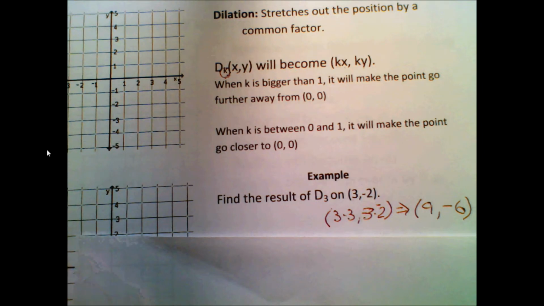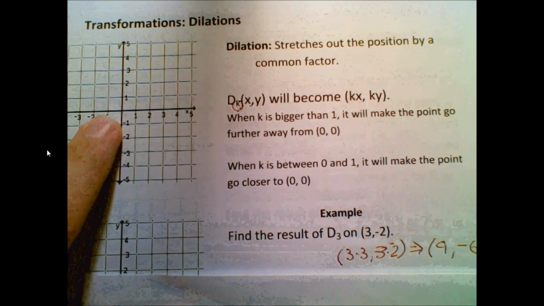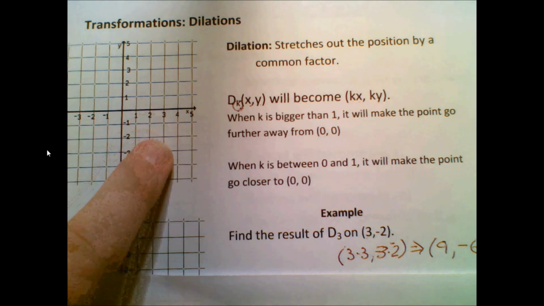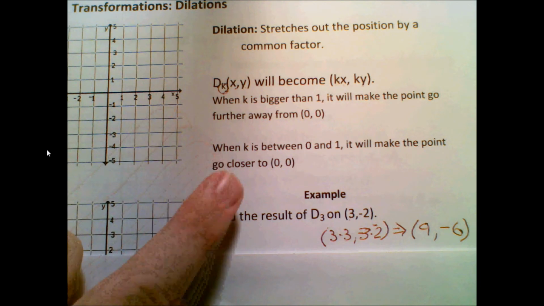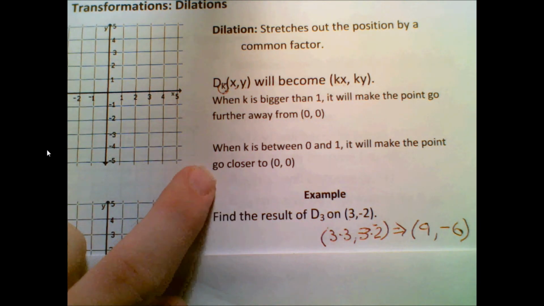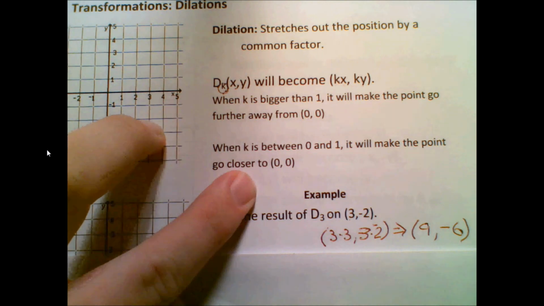If you notice, (3, -2) is closer to the origin, so (3, -2) would be over here. (9, -6) is going to be all the way over here, which is a little bit crazy, because now that's a lot further away.